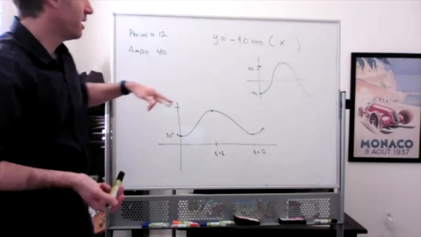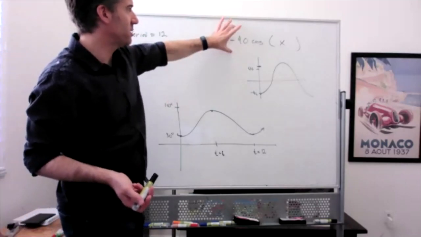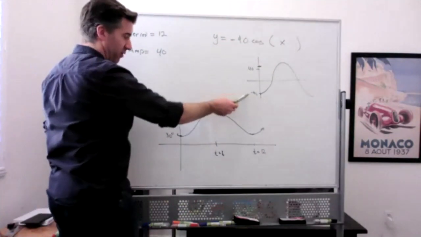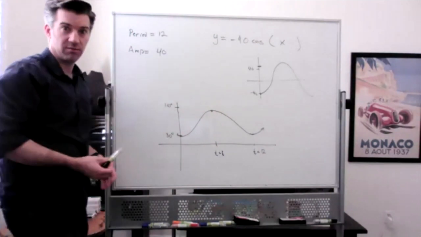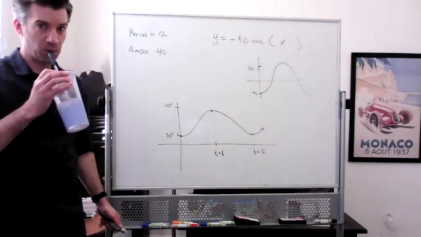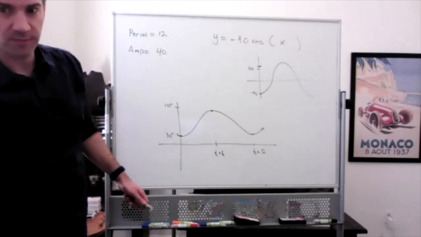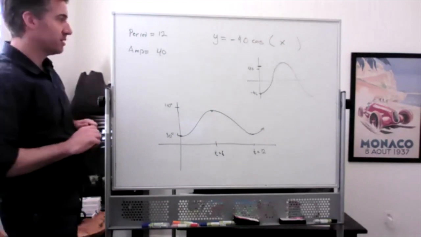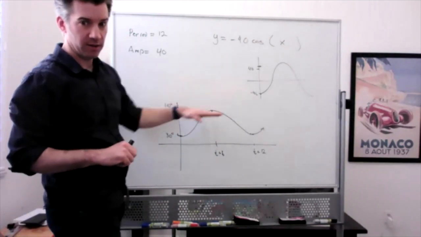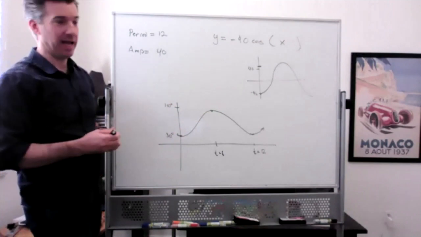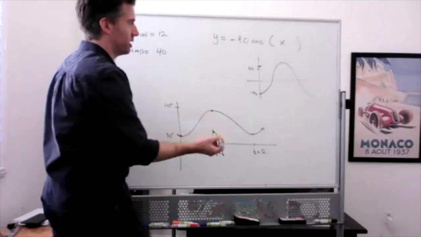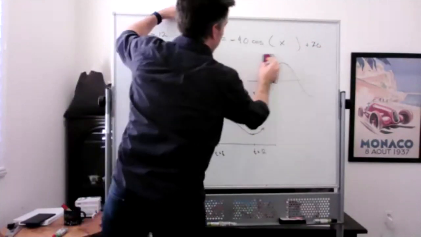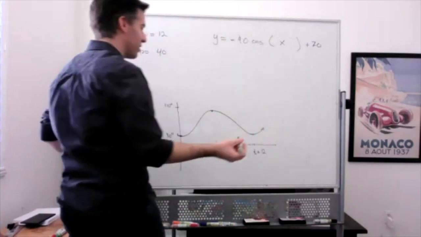So let me ask you guys, what do I need to do to this equation to shift this up so that the bottom is, instead of being -40, at +30? Or even better, what do I need to add to the function so that instead of being negative 40, the bottom is a positive 30? Exactly. I'm going to add 70. So if I do that, I'm getting close. In fact, I'm really close.